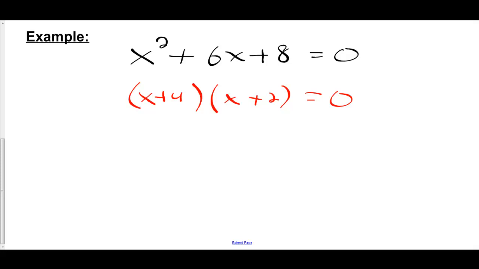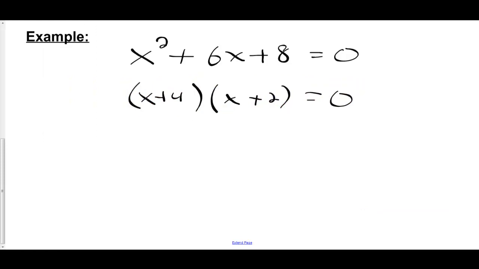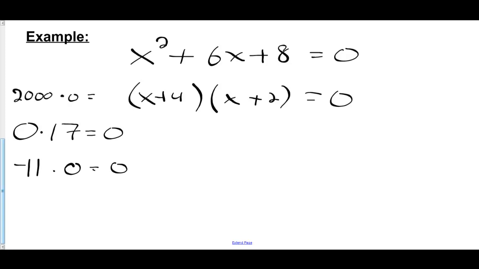So what I want you to do right now is pay very close attention to some colors. I'm actually going to change this to black right now because these colors are going to be really important as we talk about this. Just to set the stage, are you ready? We're going to talk about a couple quick things. What is 0 times 17? It's equal to 0. What is negative 11 times 0? It's equal to 0. What is 2,000 times 0? That's equal to 0. What is 11 times 4 times 9 times 0 times 12 equal to? 0.